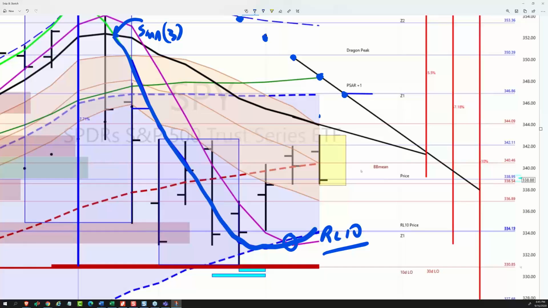This was today's PSAR. And this is what we would project as tomorrow's PSAR. It just, again, happens to be co-located with Z1. So that's at 346.86.